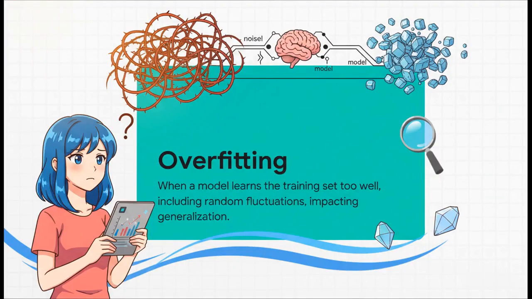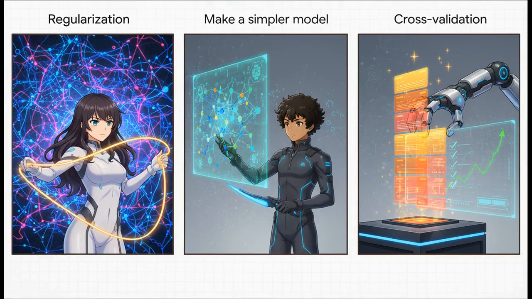Simply put, overfitting is when your model gets a little too good at learning the training data. It doesn't just learn the patterns, it starts memorizing the noise too. And what happens? Well, when it sees new, real-world data, it completely falls apart because it can't generalize. So, how do you fight it? Well, here are 3 really powerful ways.